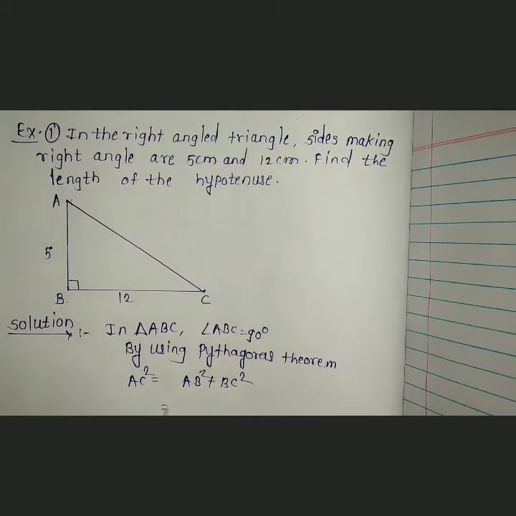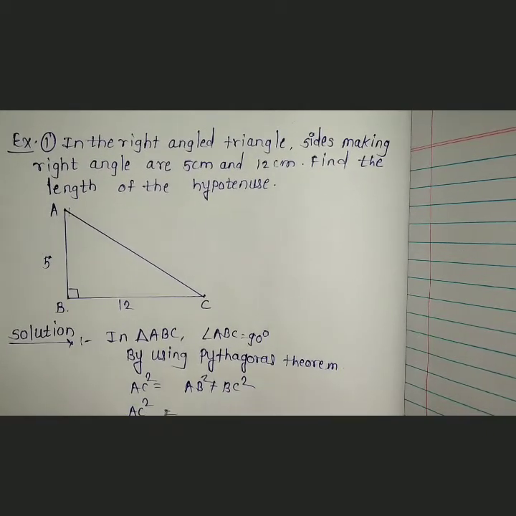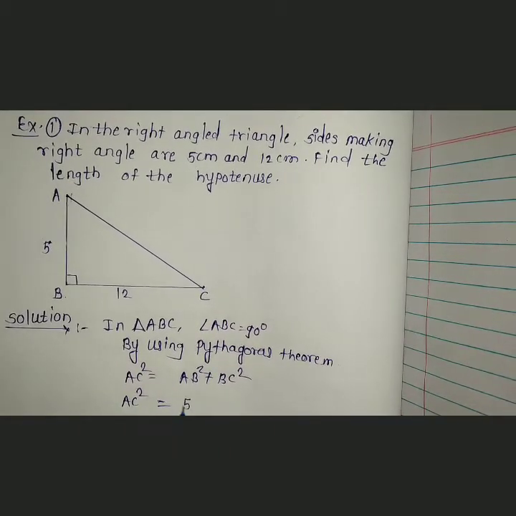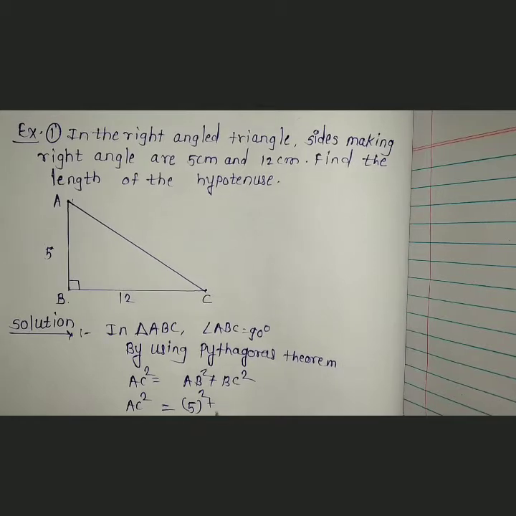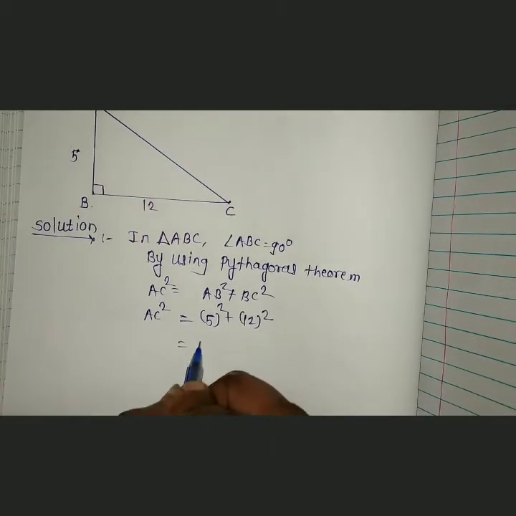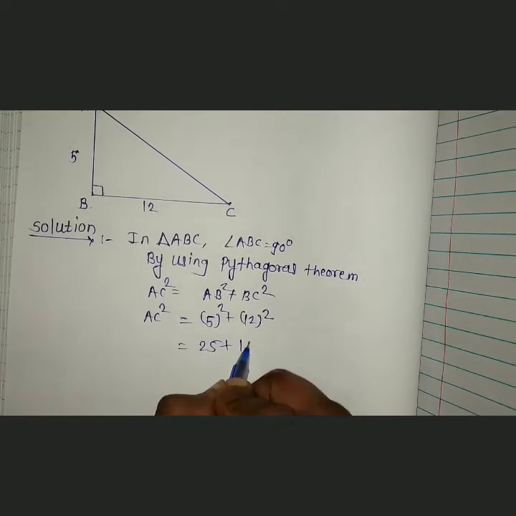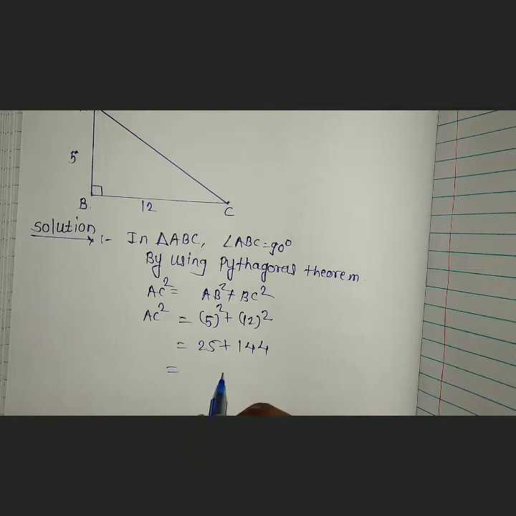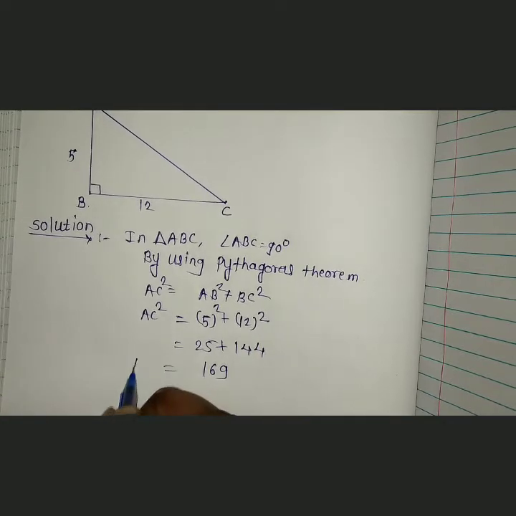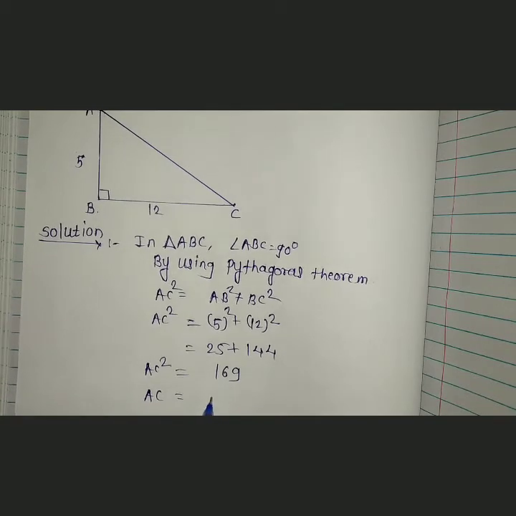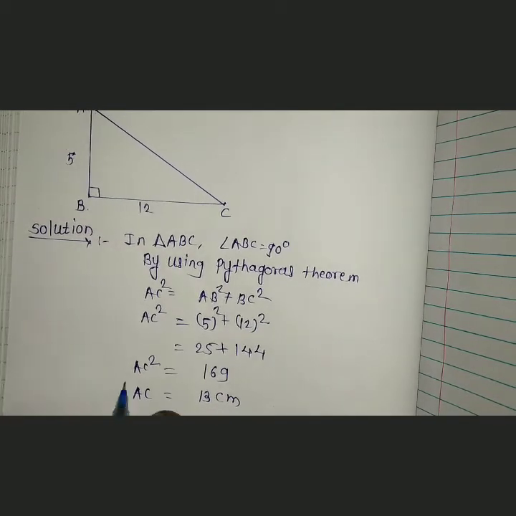By substituting values to find the hypotenuse, write as it is: value of AB is 5 square and value of BC is 12 square. 5 square is equal to 25, 12 square is equal to 144. 25 plus 144 is equal to 169, which is AC square. Now taking the square root on both sides, we get AC is equal to 13 centimeter, and this is the length of the hypotenuse.